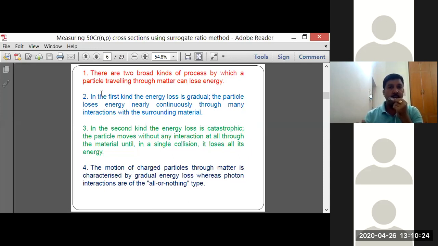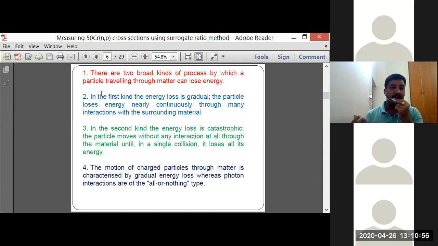So what are the possibilities if you talk about charged particles, photons or neutrons? There are two broad kinds of process by which a particle traveling through matter can lose its energy. In the first kind, a gradual process, you are hitting the material continuously and losing your energy inside the material very slowly. Sometimes it may be 50,000 interactions between atoms of the material. That category comes when charged particle interaction takes place.